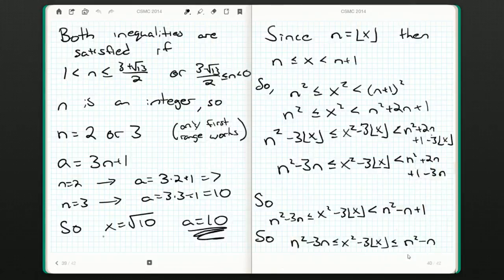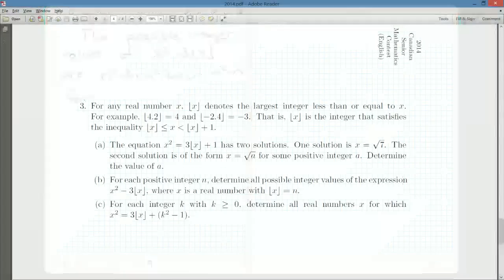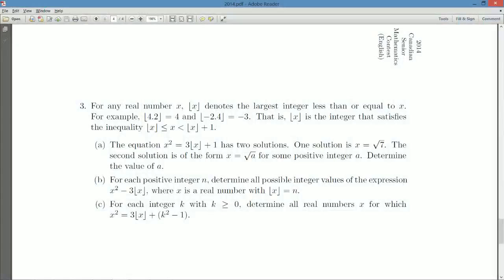Let's double check what we wrote. Yep, n squared minus n. So these are all the possible values that we can have. All of them are going to be integer values. And we can see there's going to be 2n of them. Or I guess 2 absolute value of n. But no, n's positive, right? N's a positive integer. Okay.